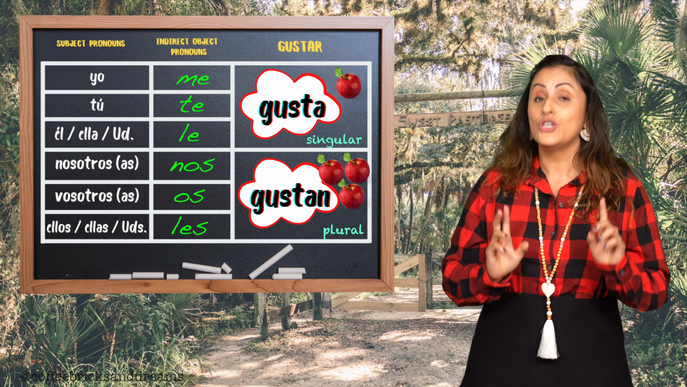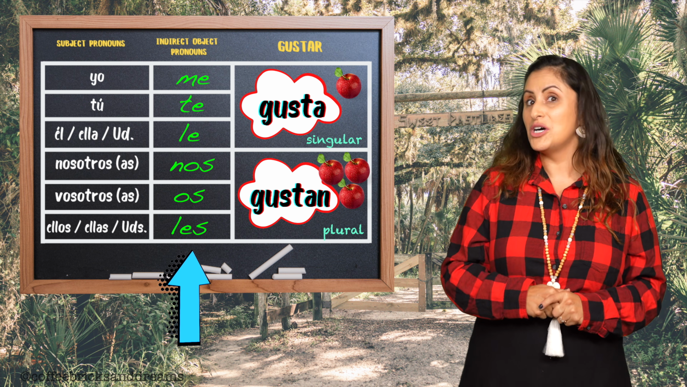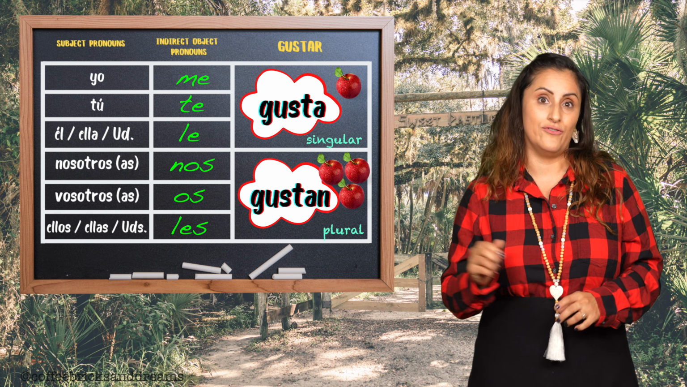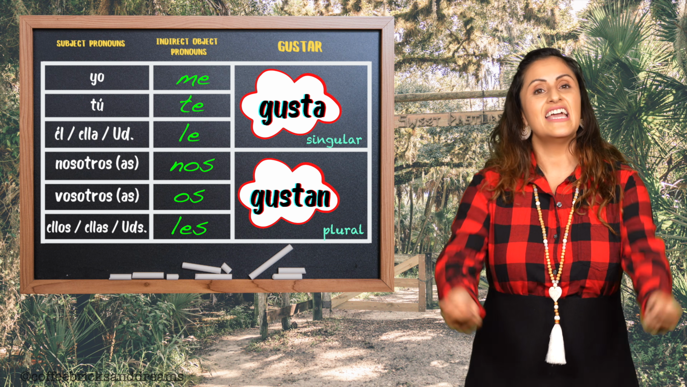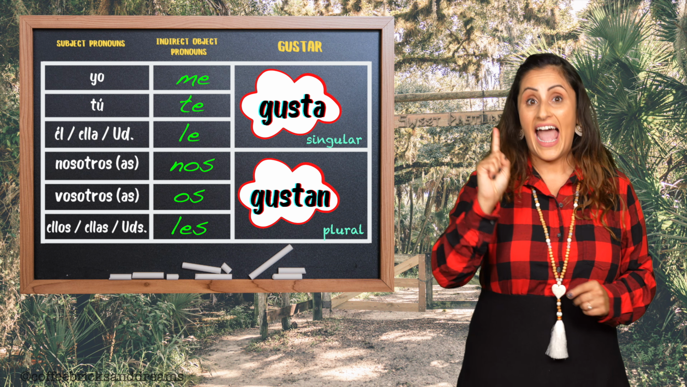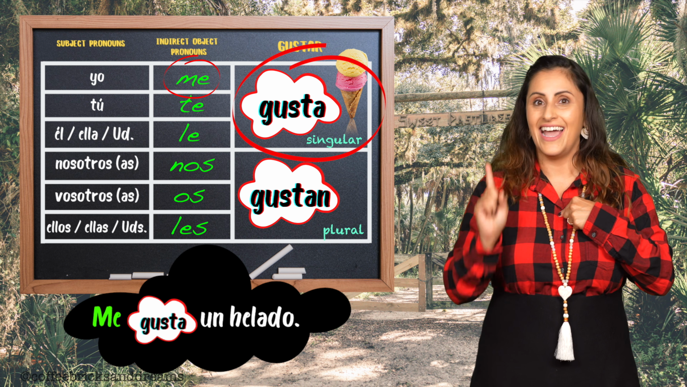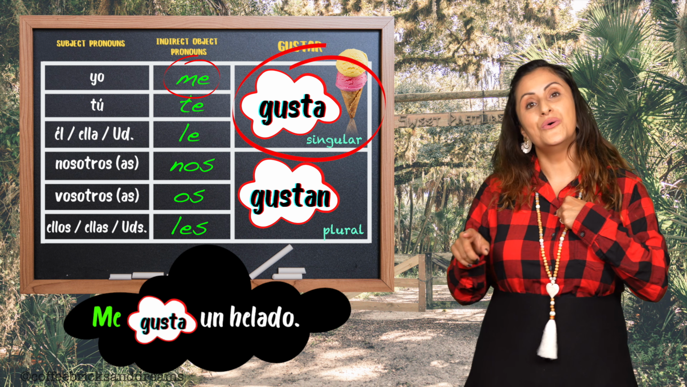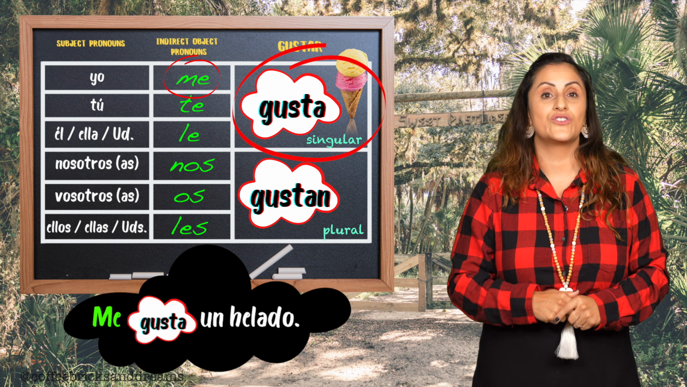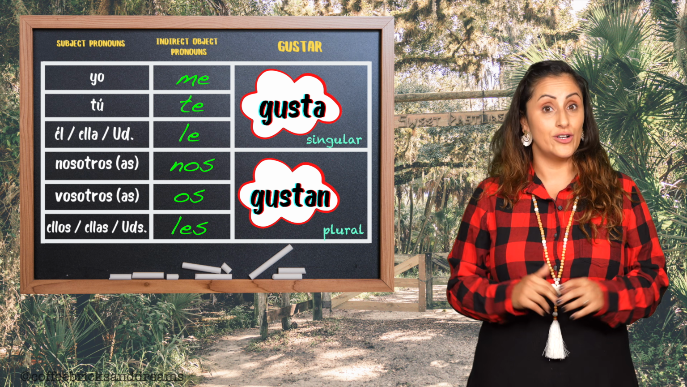Having said that, you do have to memorize these indirect object pronouns because you will be using them with the verb gustar. So, if something is pleasing to me and it's one thing, let's say an ice cream, I would say me gusta, and I know you remember that word, un helado. Me gusta un helado. So that's it. We have everything we need for the verb gustar.